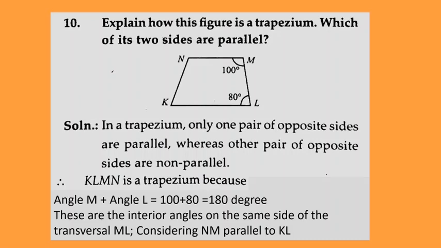But K plus N, these two angles will be 180. Similarly, M plus L, two angles will be 180. So, ML is transversal, NM and KL are parallel. Remember that. They are the parallel lines. So, it's very easy. Now, this is the last slide of this lesson.